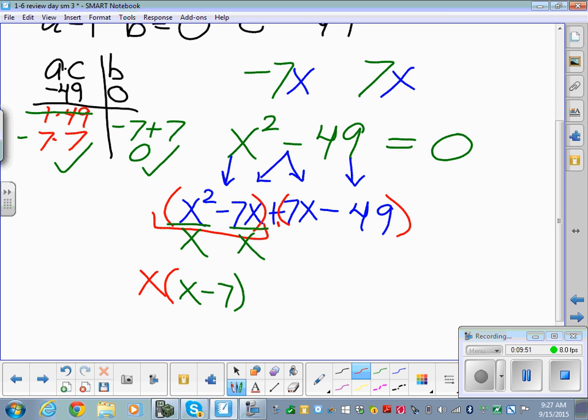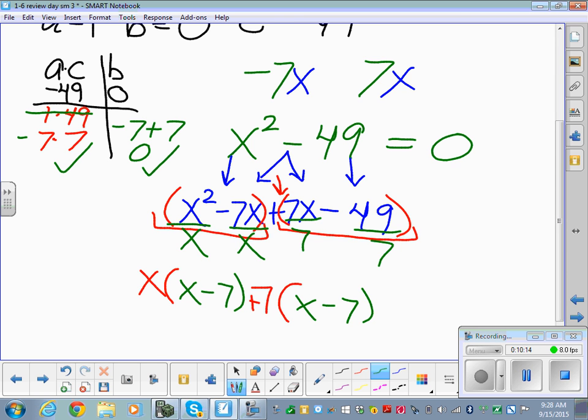Continuing. So looking at this group, what do we have in common? A 7, and there's not a negative in front, so we don't need to pull out a negative. So we're just pulling out a positive 7. So then once again, if you're like, well, I don't know what's left inside, go back through and divide each term by what you pulled out. 7x divided by 7 is x. Negative 49 divided by 7, negative 7.